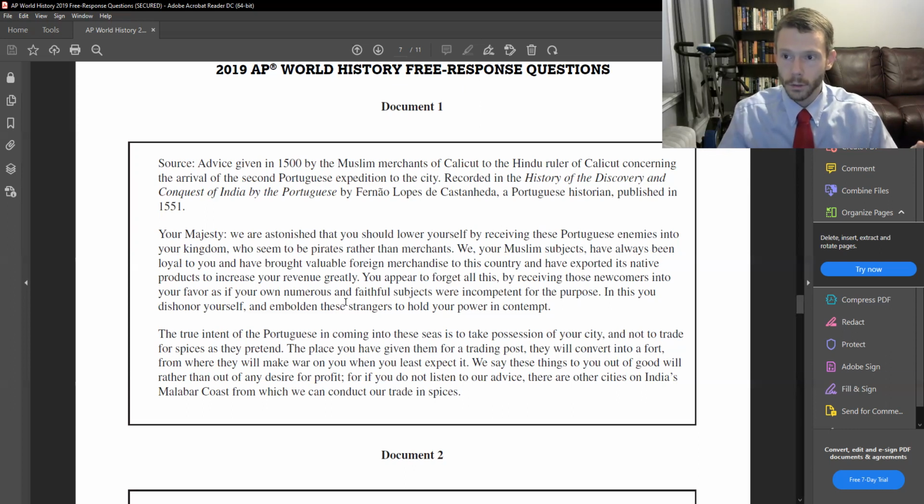So an introduction, a conclusion, and 3 body paragraphs that really allow you to evaluate the evidence presented in these documents.